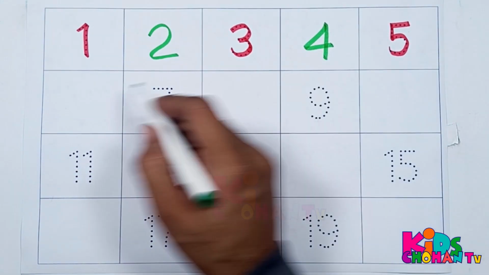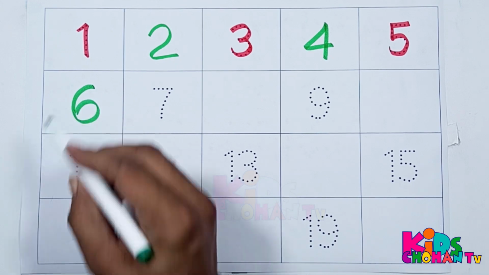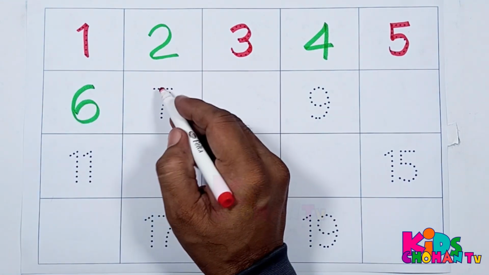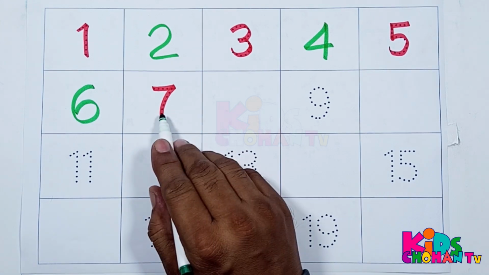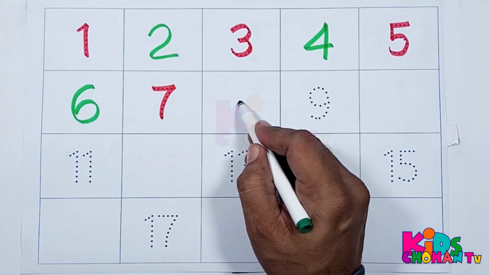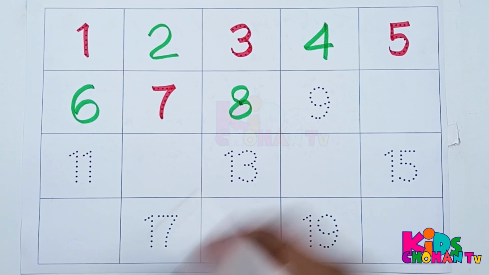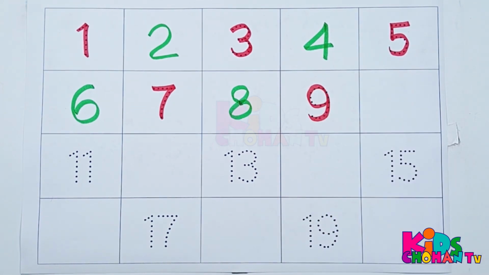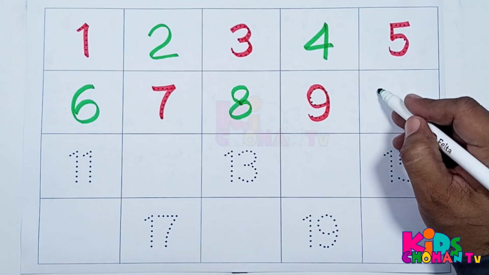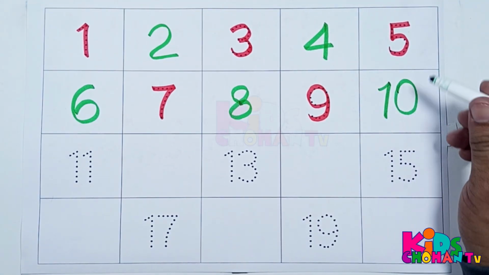4, 5, 6, missing number 6. Now kids, we are tracing number 7. 7. Now we will find number 8. Kids, now we are tracing number 9. This is number 10. 1, 0, 10.